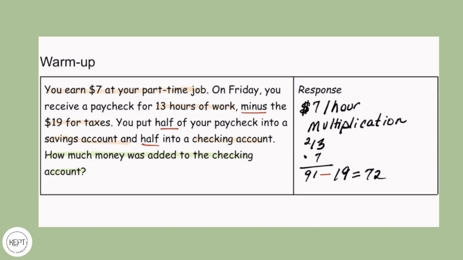So a half would mean that I only have one part out of the two parts that I need to make a whole. And in this case, the savings is one of the two parts and the checking is one of the two parts. So I can take the amount that represents a whole and split it between those two parts. That would be a division operation here. So I'm going to divide or separate that into two parts.